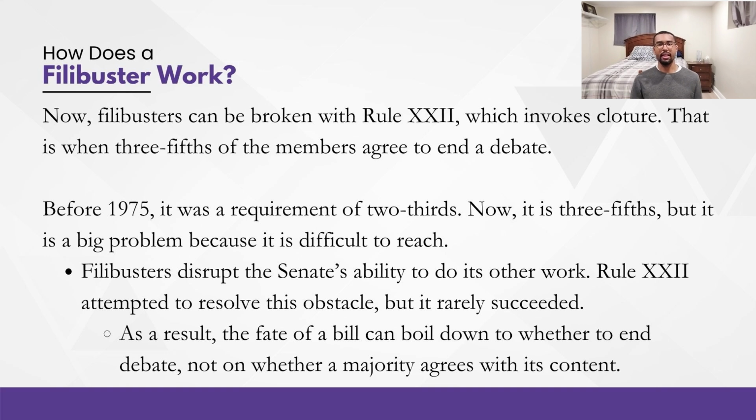As a result, the fate of a bill can boil down to whether to end debate, not on whether a majority agrees with its content. Think about it. If 60 of the 100 senators, a supermajority, agree to end the discussion, the bill comes up for a vote. If 41 of the 100 senators refuse to end discussion, a filibuster, the bill never comes up for a vote. Just a threat of a filibuster can prevent a bill from coming up for a vote.